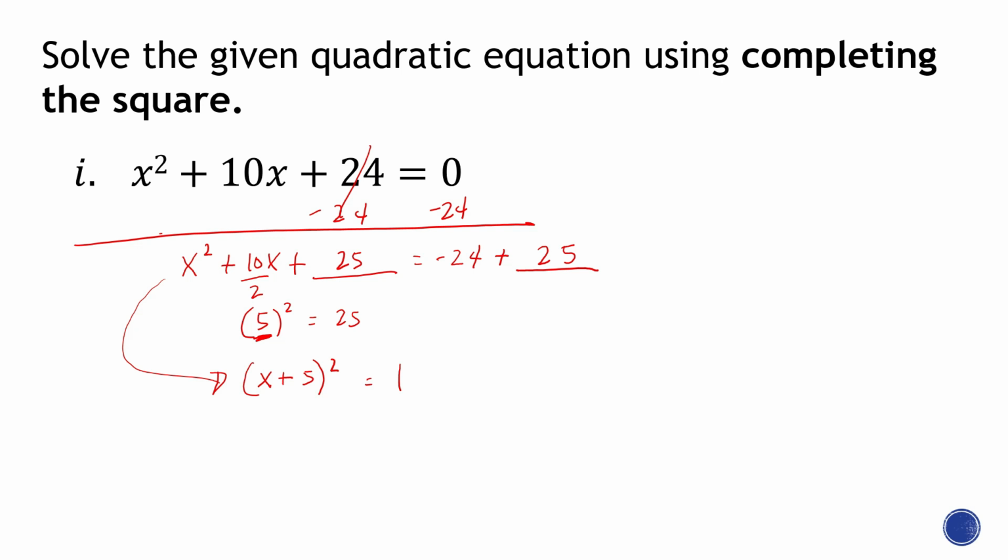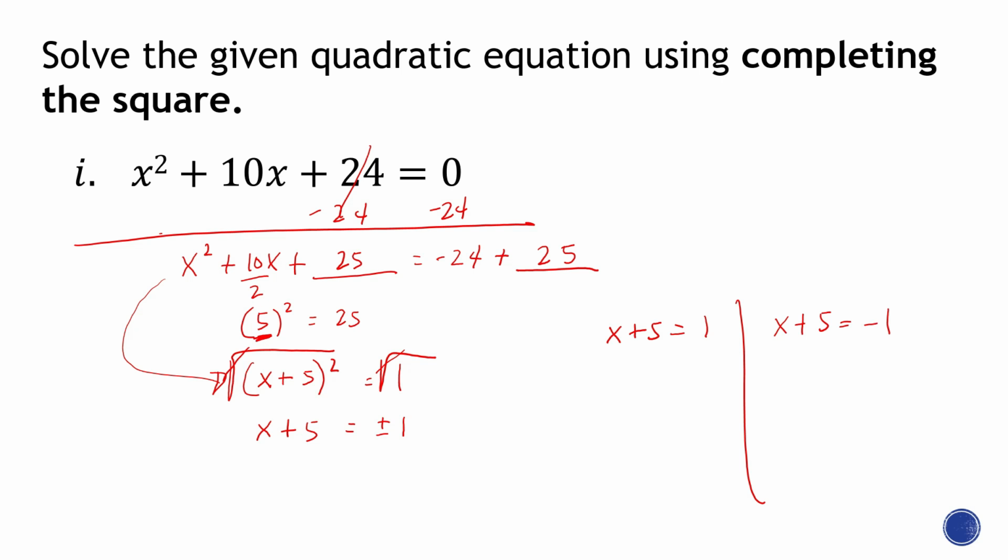All right, so what we're going to do here, get rid of that exponent 2 by finding the square root of both sides of the equation. So this is x plus 5 equals positive negative 1, which means we will be having two possible answers here. The first one is x plus 5 equals positive 1, and then the next one is x plus 5 equals negative 1. Alrighty, so subtract 5 on both sides.